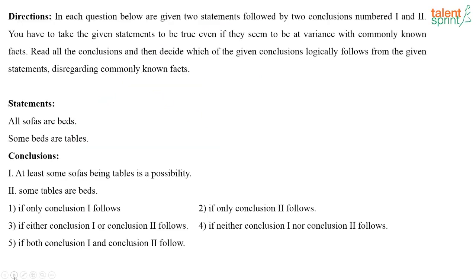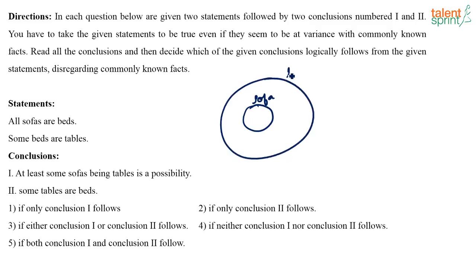Next, syllogisms. So how do you solve this? What is given here? All sofas are beds, some beds are tables. Very, very easy one this was. All sofas are beds, some beds are tables. At least some sofas being tables is a possibility. Definitely the set sofa can be like this, right? That is a possibility. Definitely it's a possibility.